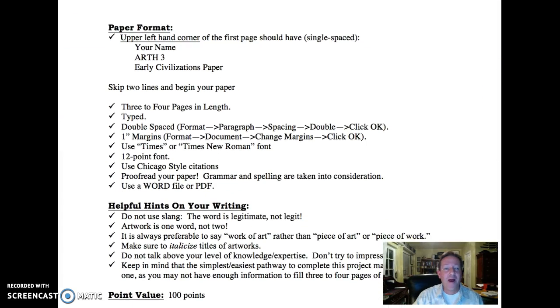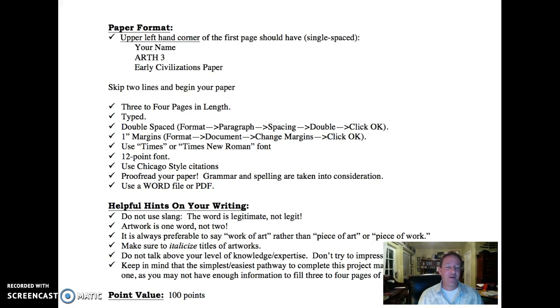With the paper format, in the upper left-hand corner of the paper, this is going to be single-spaced. Your name, put Art 3, and then the Early Civilizations paper. You're going to skip 2 lines and then begin writing. The paper, again, should be 3 to 4 pages in length, typed, double-spaced, 1-inch margins. If they're 1 1/4, that's totally okay. I've just had students create margins that are like 2 or 3 inches, and the paper just is very long and narrow, and that's not what I'm looking for.